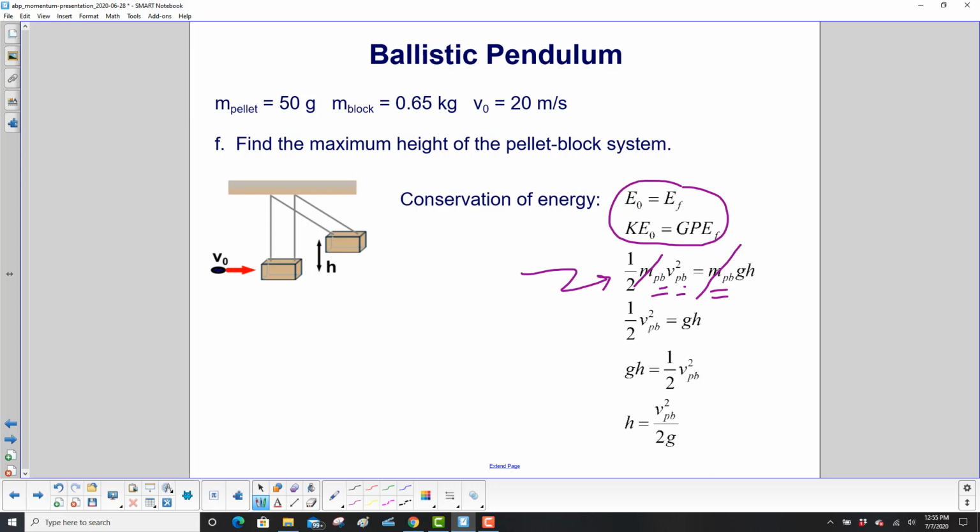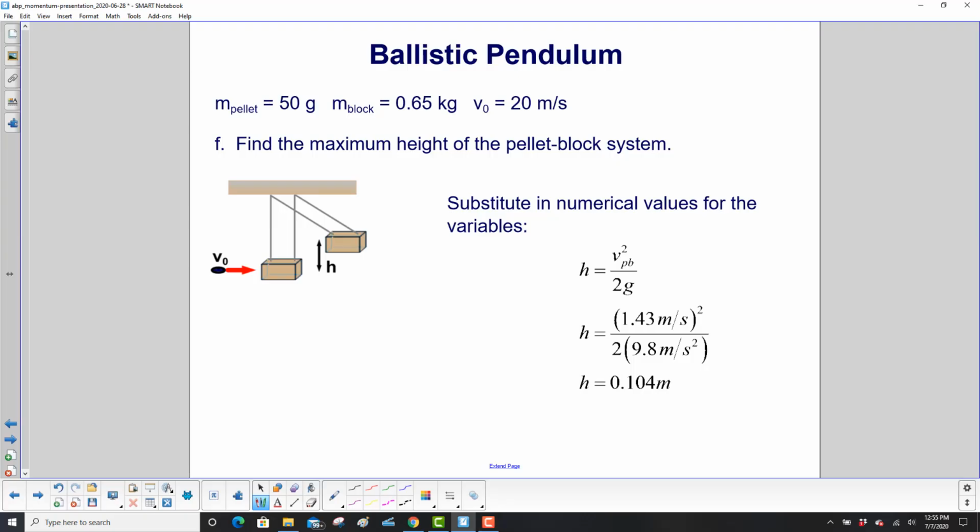So we have 1/2 v_PB squared equals gh. We're solving for h. So what do we do here? We just switch the sides around, divide through by g, and here's our height. Look how clean that is. That's nice. No mass there. Very straightforward equation.